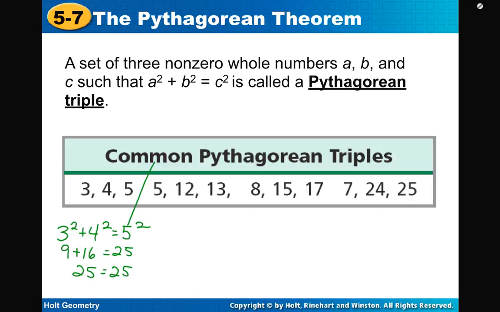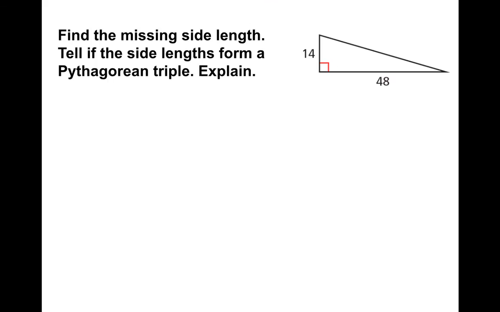If you try 5, 12, 13, they will work in the equation. 8, 15, 17, 7, 24, 25. If you know Pythagorean triples, it can help you solve right triangles easier. So if we would go back to some problems, I think there was one where I showed you 3, 4, 5 were the sides. That happened to be a Pythagorean triple on that triangle. Just some special numbers that always form right triangles.